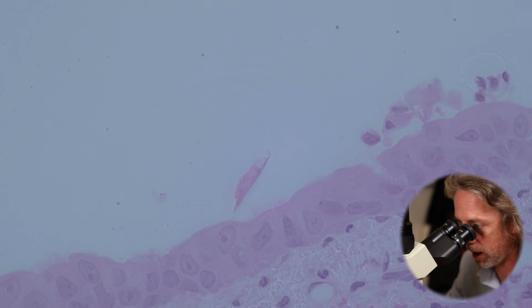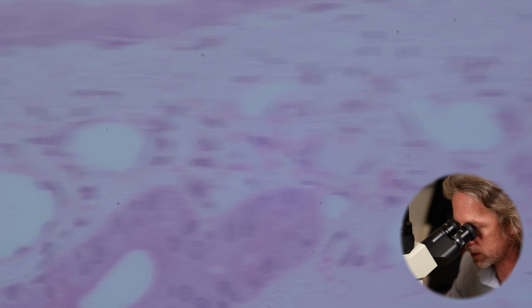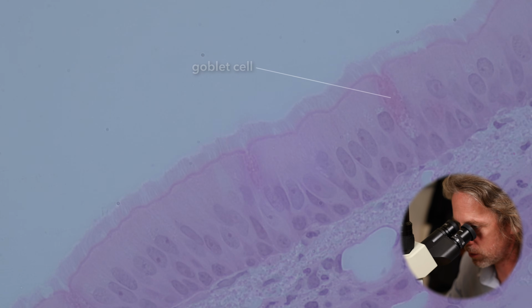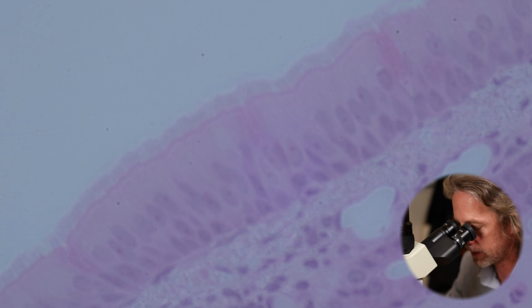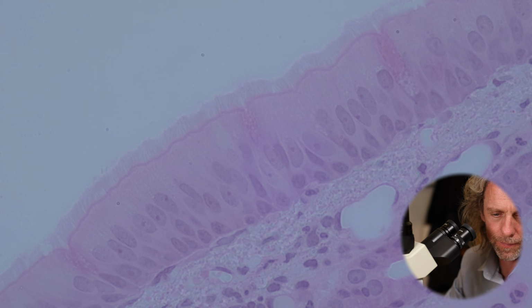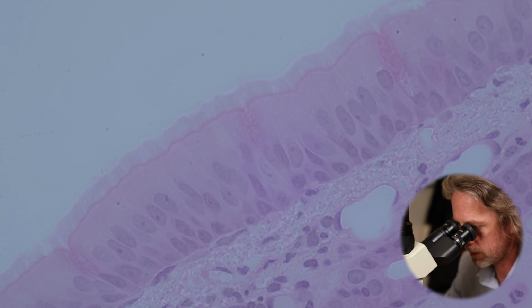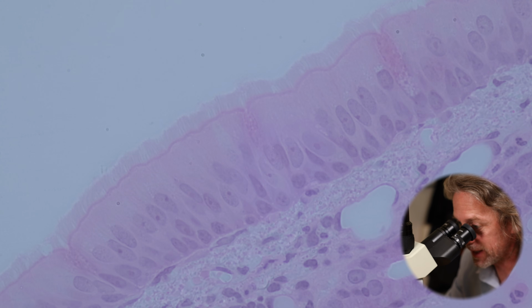The other thing we need to look for here are goblet cells. Interspersed, oh, there we go. That's a great, look at that. Now you can see the cilia. That's a much better example. You can see the cilia there, right? That's our ciliated, pseudostratified, columnar epithelium. That's our respiratory epithelium.